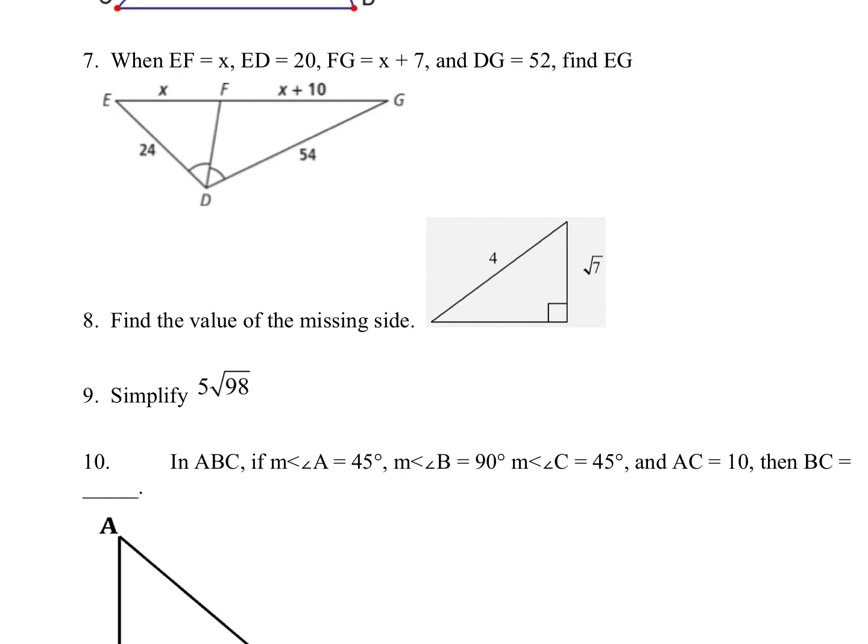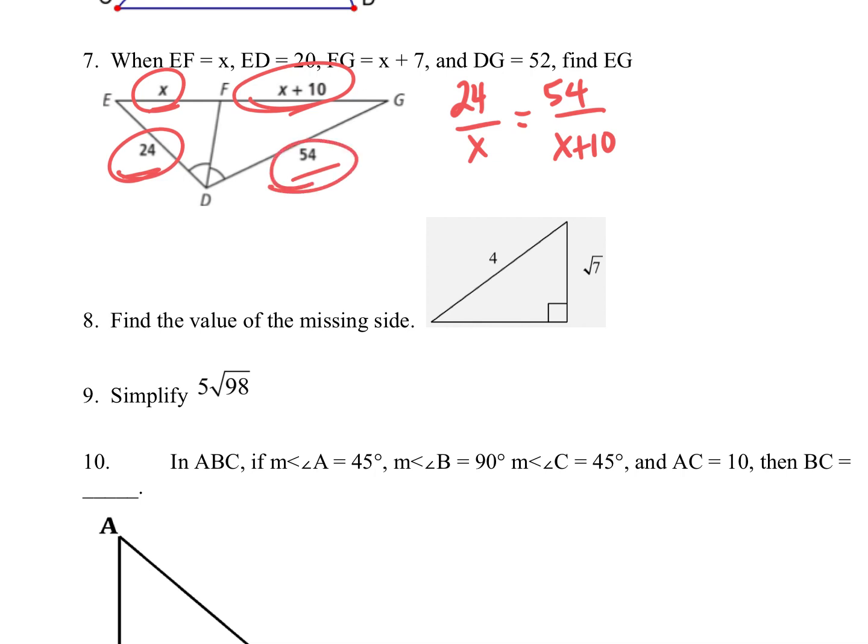If I looked just at the picture, I would go left over left equals right over right. So 24 over x equals 54 over x plus 10. You could also go left over right equals left over right. You would get the same thing. It would just flip it. So it would be x over 24 equals x plus 10 over 54. Either way, when I cross multiply, I am still multiplying the two things together the same way.